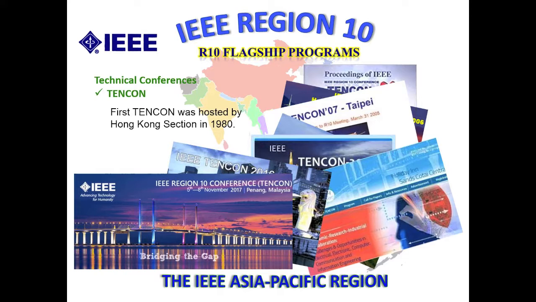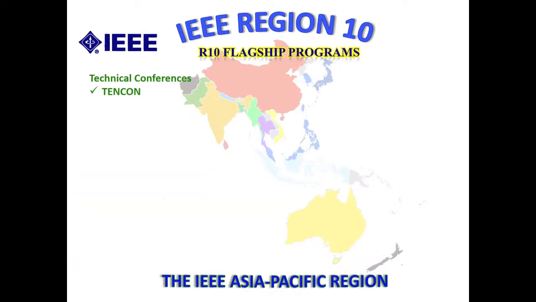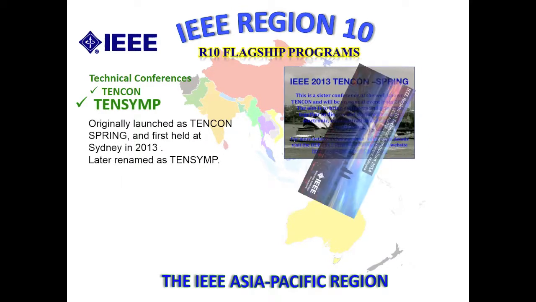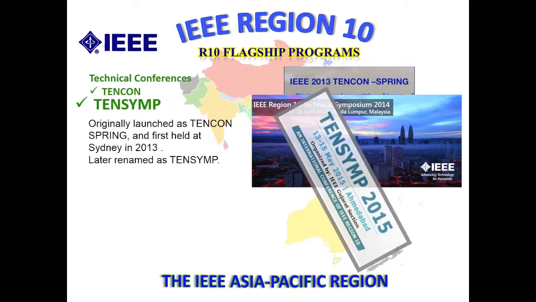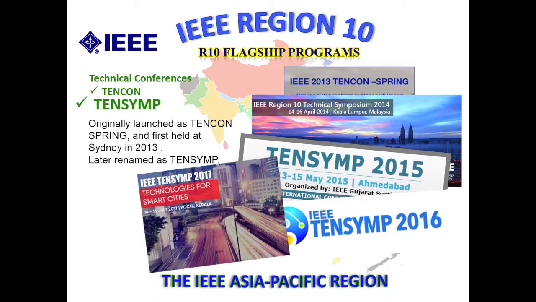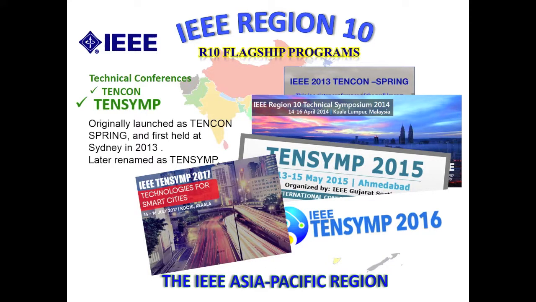Region 10 launched its second International Technical Conference as a sister conference to TENCON in 2013, and named it TENCON Spring. The first TENCON Spring was held in 2013 in Sydney, Australia. In the following year, the conference was renamed the R10 Technical Symposium, or TENSYMP in short, to avoid confusion with TENCON. TENSYMP is now a well-established conference, which is held annually around a theme based on technological trends.